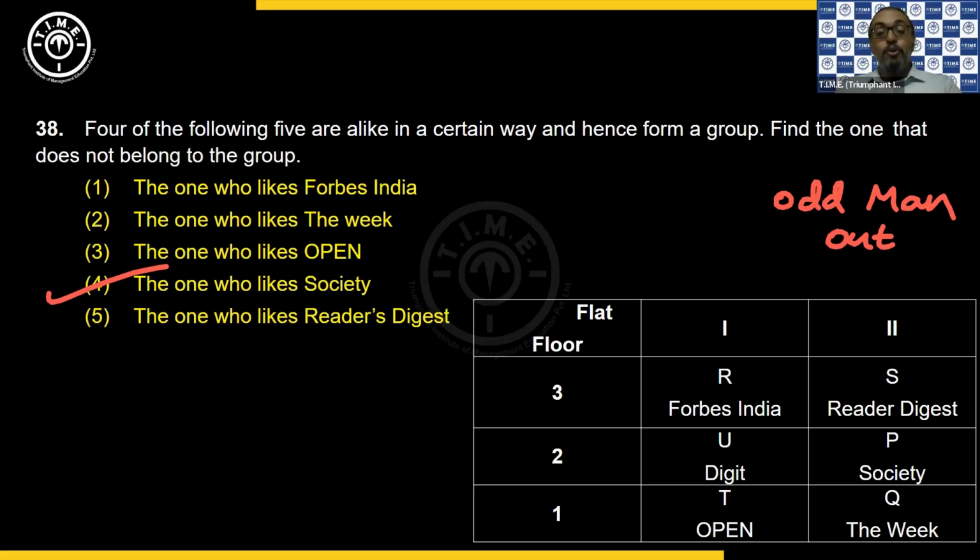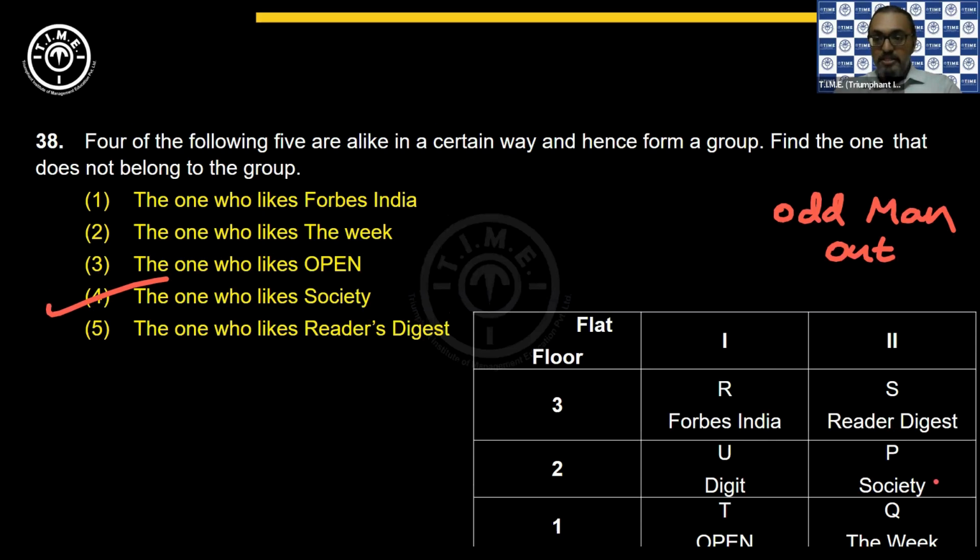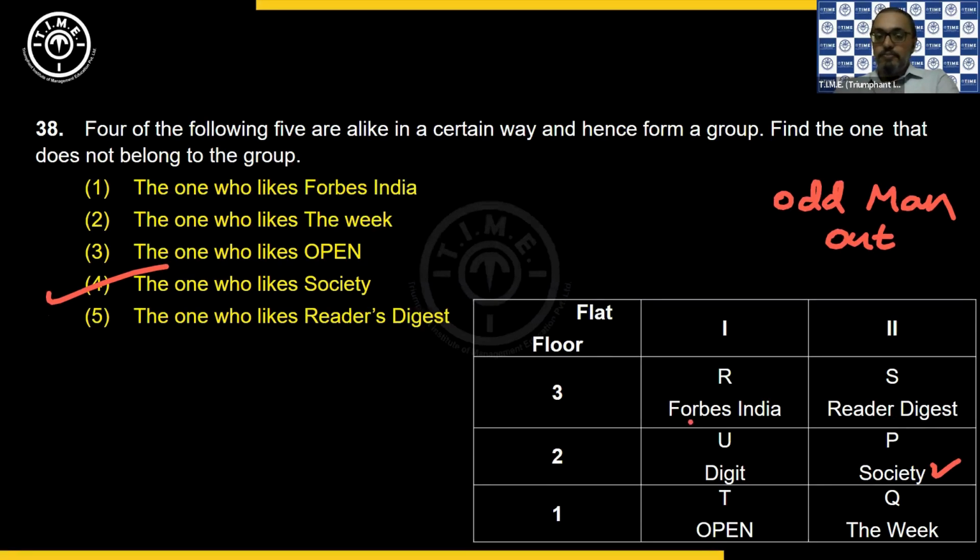Because if you look at flat, then Forbes India and Open are both in flat 1 and the remaining 3 are in flat 2. So it's not about the flat. Yes, it is about the floor. That is correct, Shivakumar, it is the floor. Except for society, all the remaining are on odd numbered floors. Society is our odd man out.